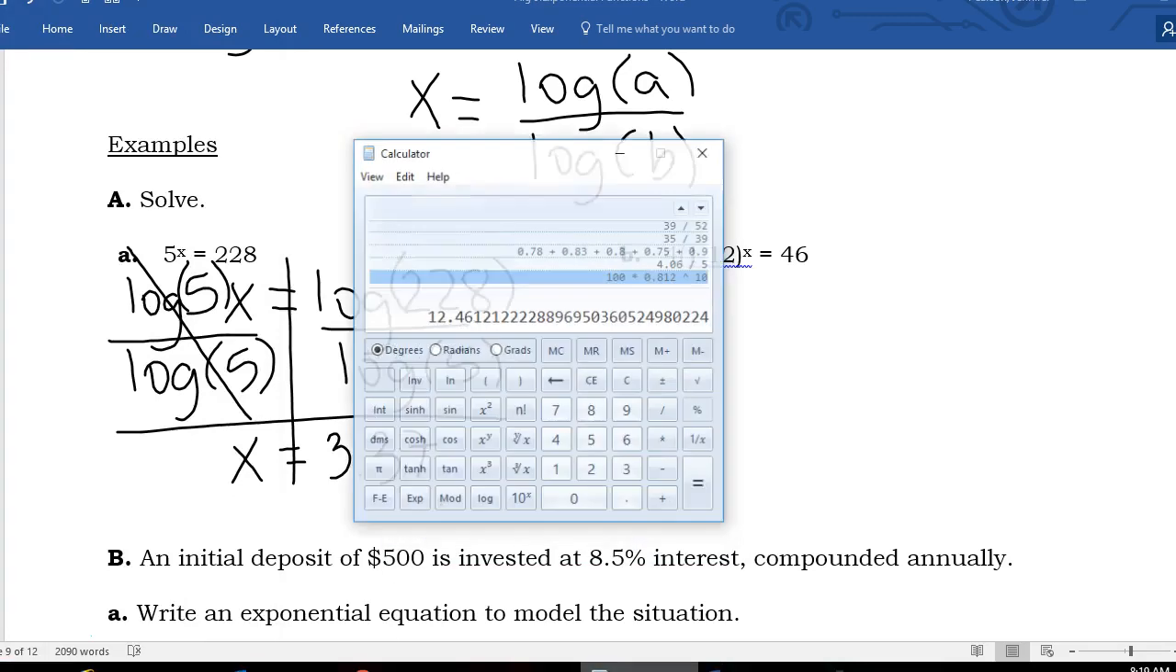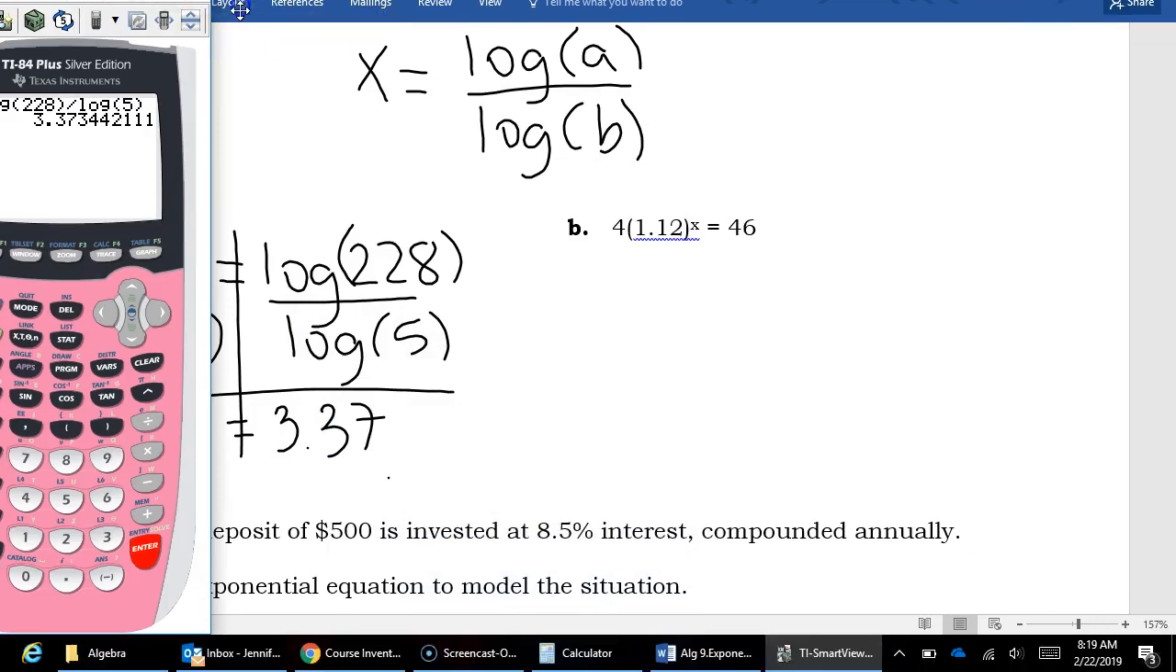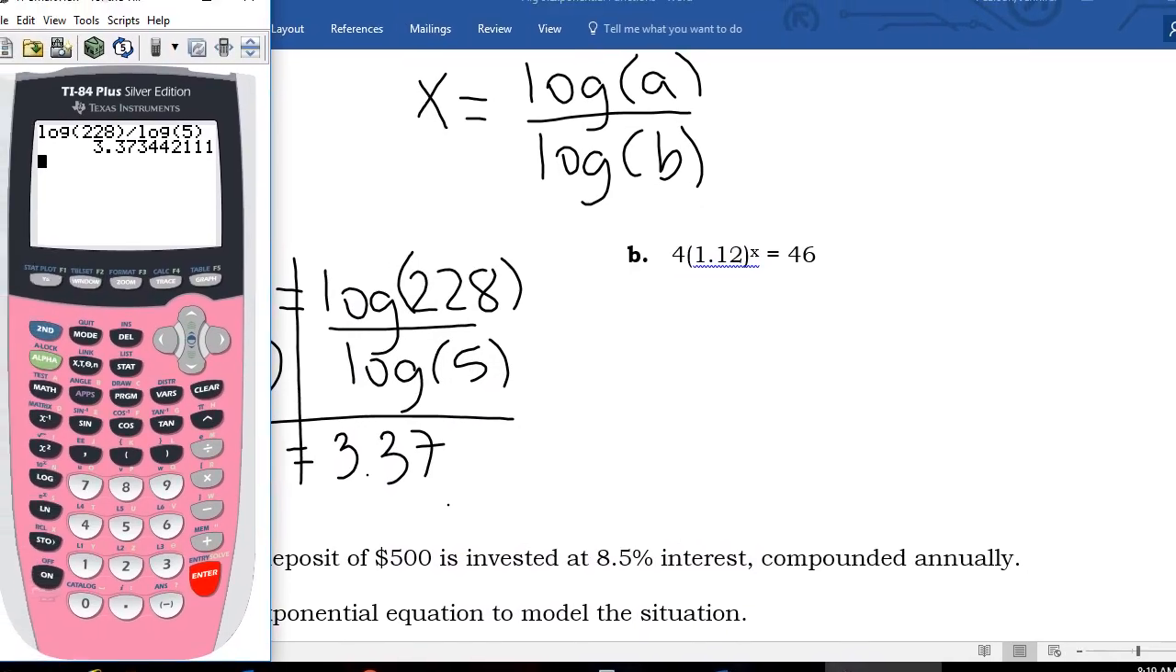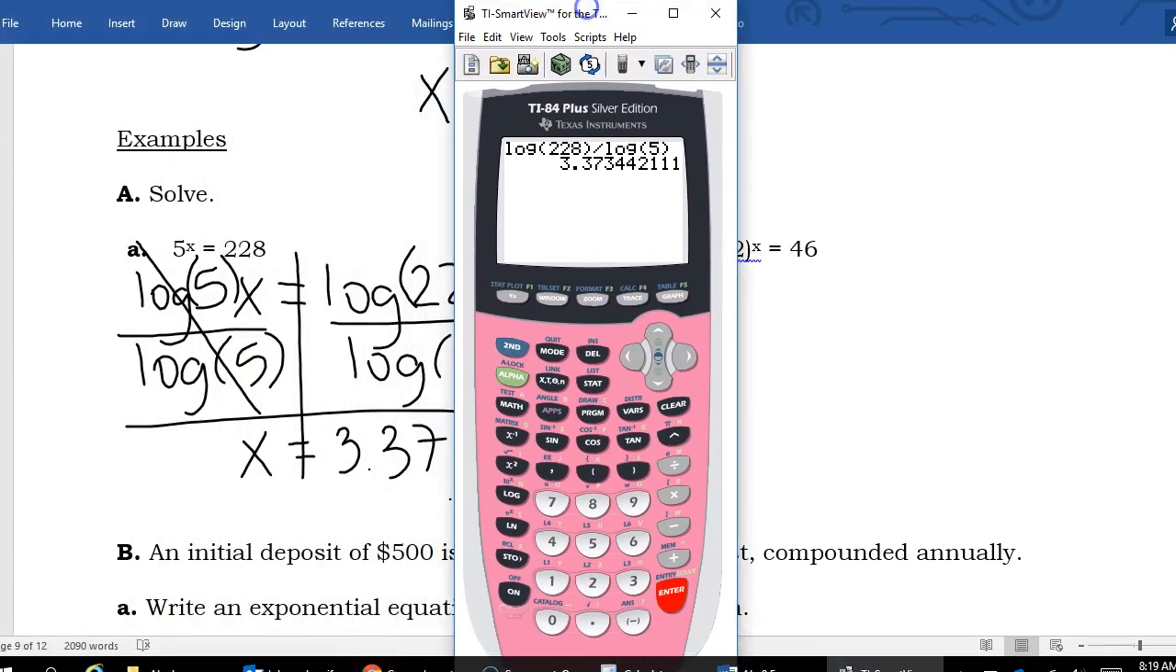And it's always good practice to check your work. If I do 5 to the power of 3.37, I should get an answer pretty close to 228. I got 226.7. It's a little low, but it's because I rounded that value. If I keep more decimals, it'll be much more accurate, but there really isn't a need for that many decimals. But you can see now we're getting really close to the right answer.